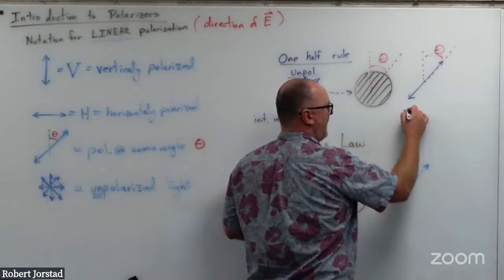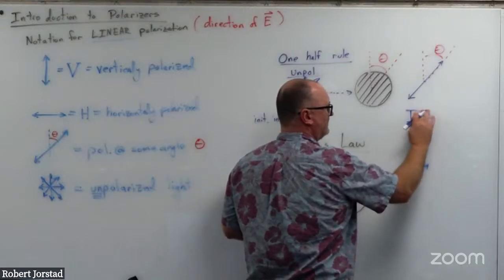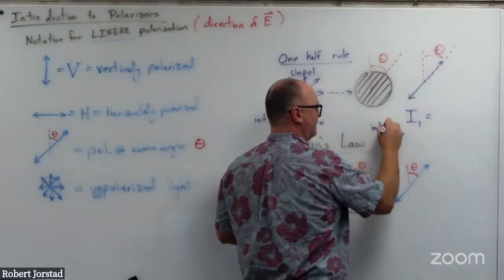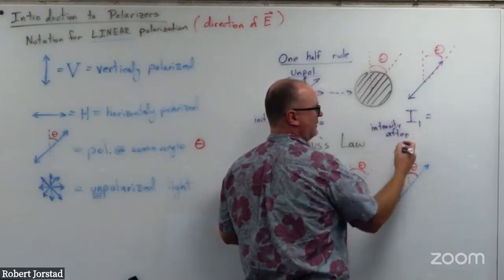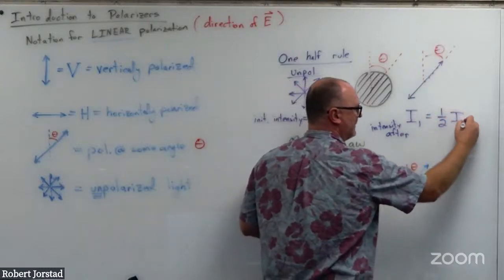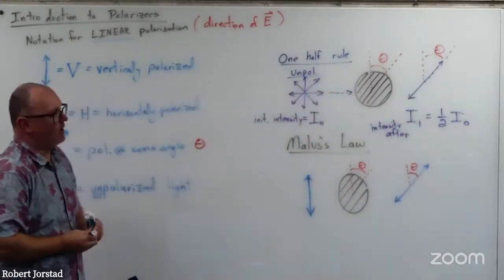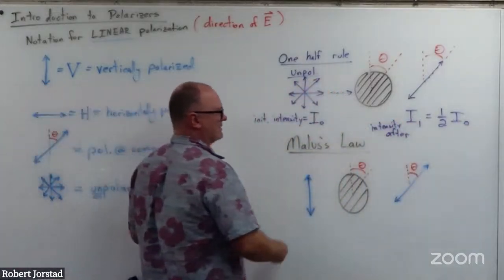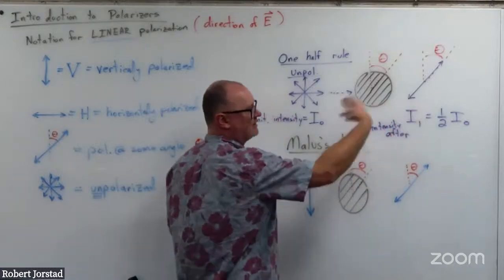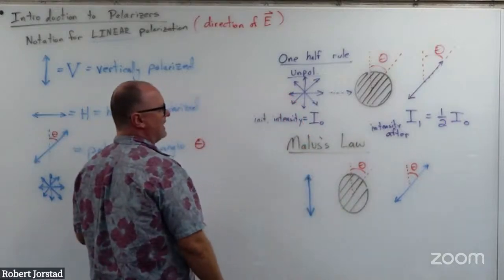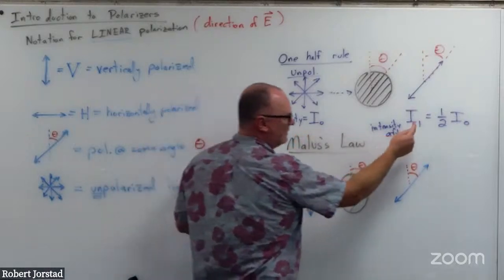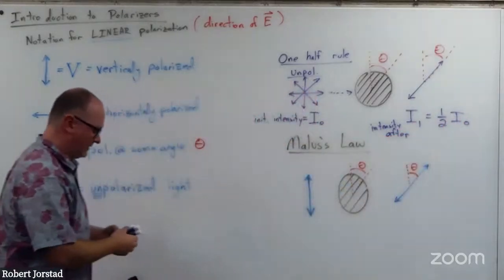We call this I1, the intensity after the polarizer. I1 is equal to 1/2 of I0. Why do I use the subscript 1? Well, imagine if we start stacking up polarizers. I1 could be after the first polarizer, I2 could be after the second polarizer, etc. So it's just kind of convenient to say the light that's incident upon the first polarizer has subscript 0, and then you use 1, 2, 3 for each polarizer thereafter.